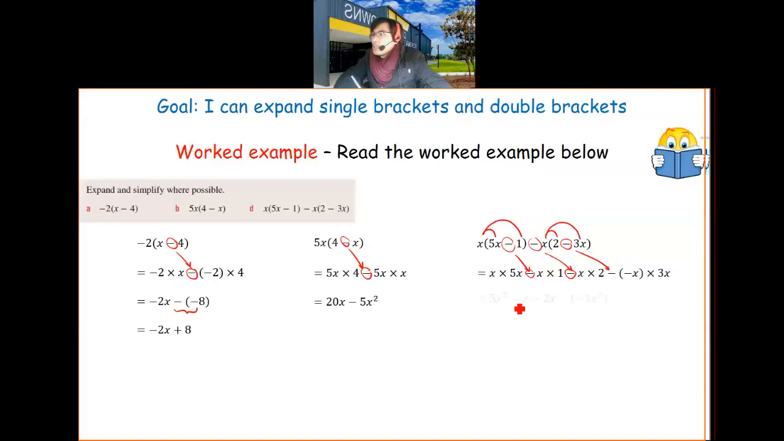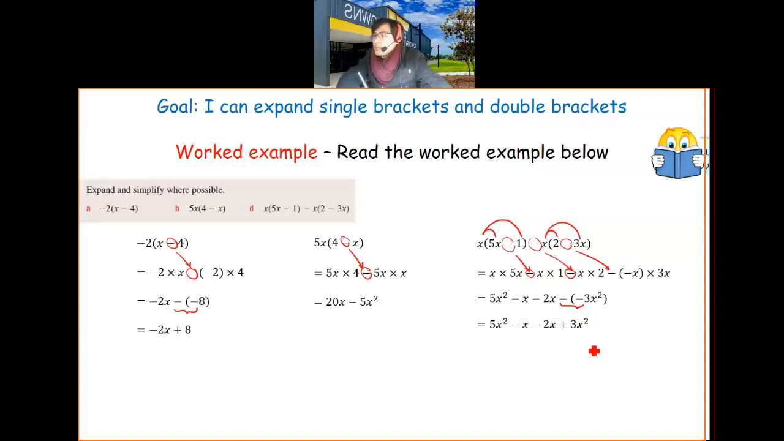And so x times 5x gives us 5x squared, minus x times 1 is x, minus x times 2 is 2x, minus, negative x times 3x. So here we've got a negative times a positive, so that's going to give us a negative as the answer. And x times 3x gives us 3x squared. Now again, we've got two negatives here, so that's the same as a positive. All right. So I'm going to change things here.